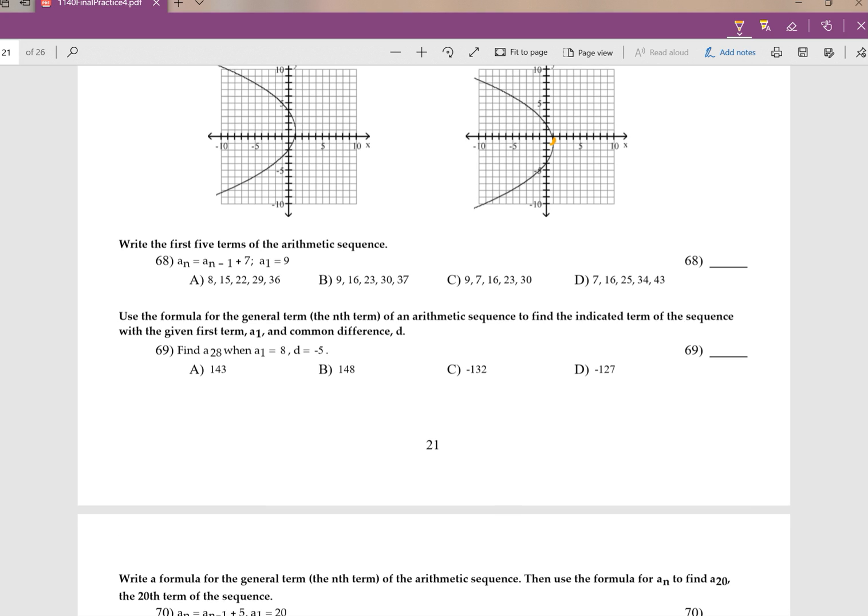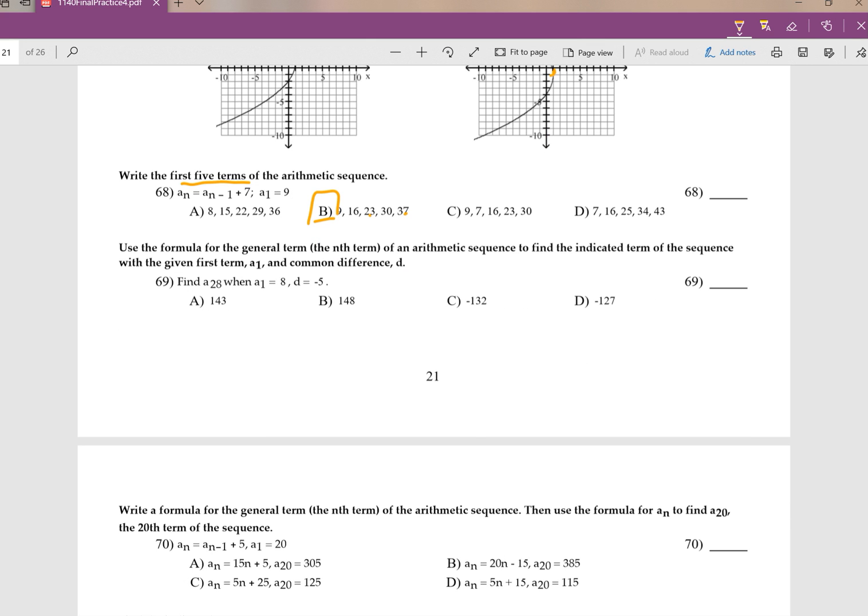Okay, for 68, give the first 5 terms of the arithmetic sequence. So we're kind of throwing this back. They're telling you that a sub 1 is 9. And so you use the recursive formula here if you wish. In this case, if you start with 9, you go up 7. You go up 7 again, 7, 7, so B.